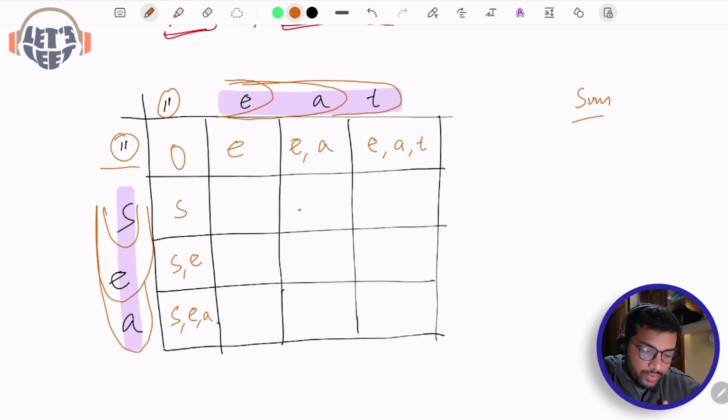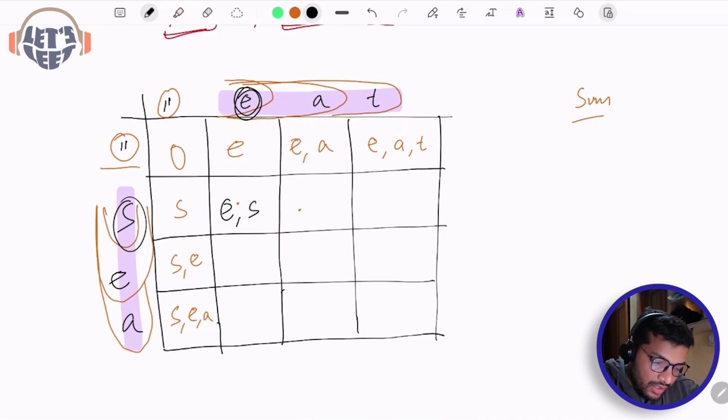Now talking about this particular cell, here I need to make E and S equal. So I'll have to delete both E and S. Now here I need to make EA and S equal. So in that case, I'll have to delete S, E and A. In this case, I need to make EAT and S equal, so I'll have to delete SEAT. So this is the pattern.